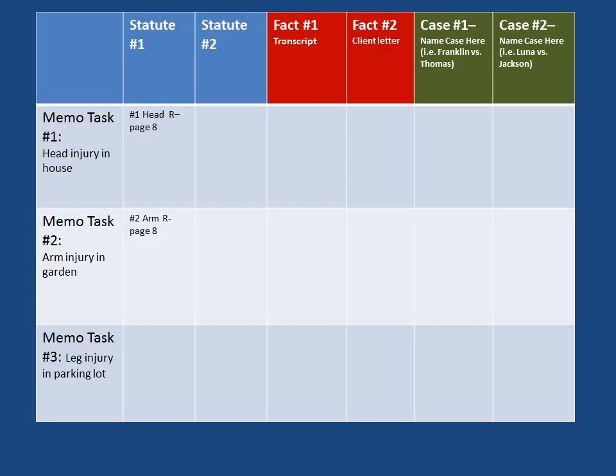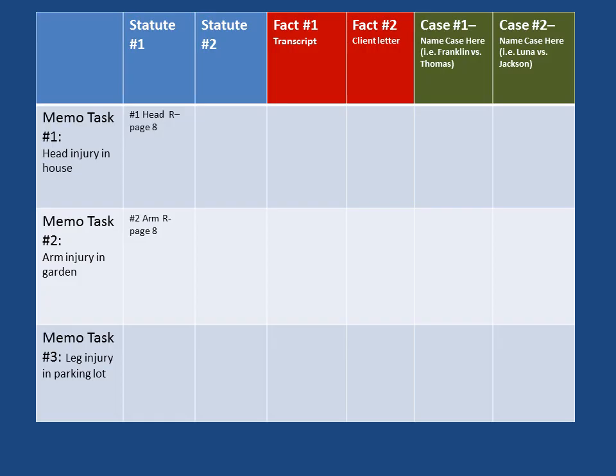Once you've completed the template for the memo, now you're ready to complete your grid. Along the vertical axis, you're going to list all the tasks that are indicated in your task memo. In my task memo, I had to address 3 issues. The issue 1 was head injury in the house. The second issue was arm injury in the garden.